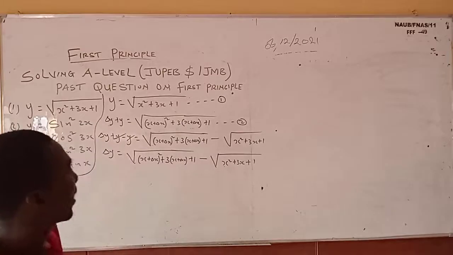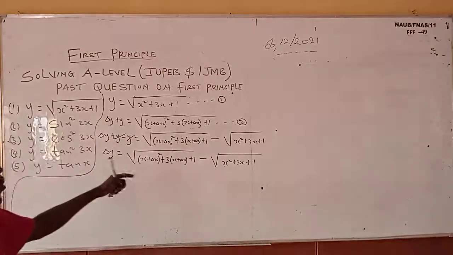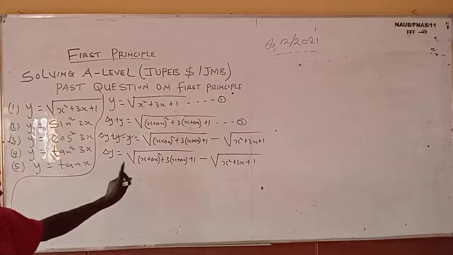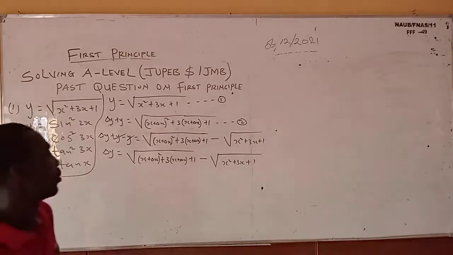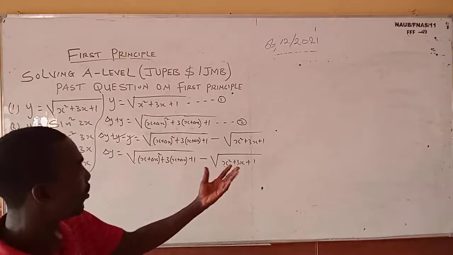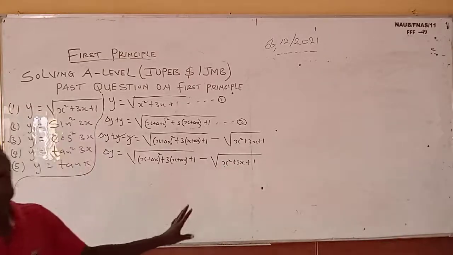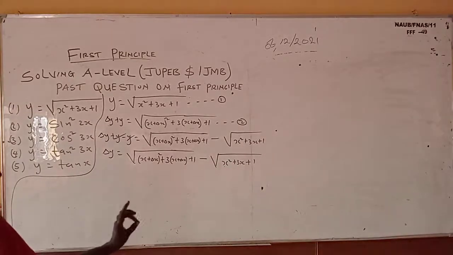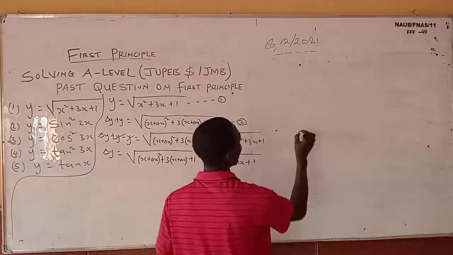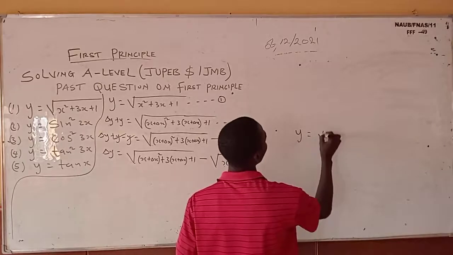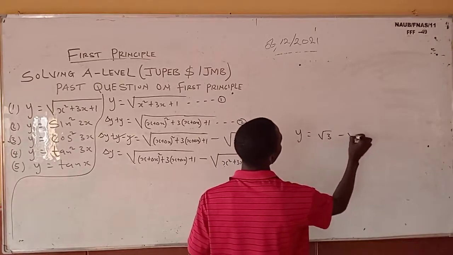So now, what do you think we can do? Please, when you get here, this is where most of you get stuck. The next thing you are going to do is borrow the idea from surds. You rationalize. And when you are rationalizing in surds, you know that when we have, let me say, y equals root 3 minus root 2.